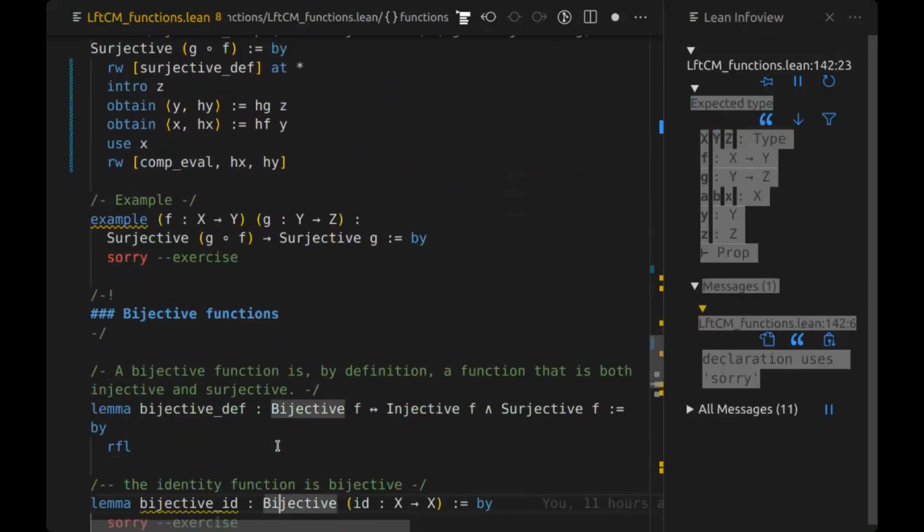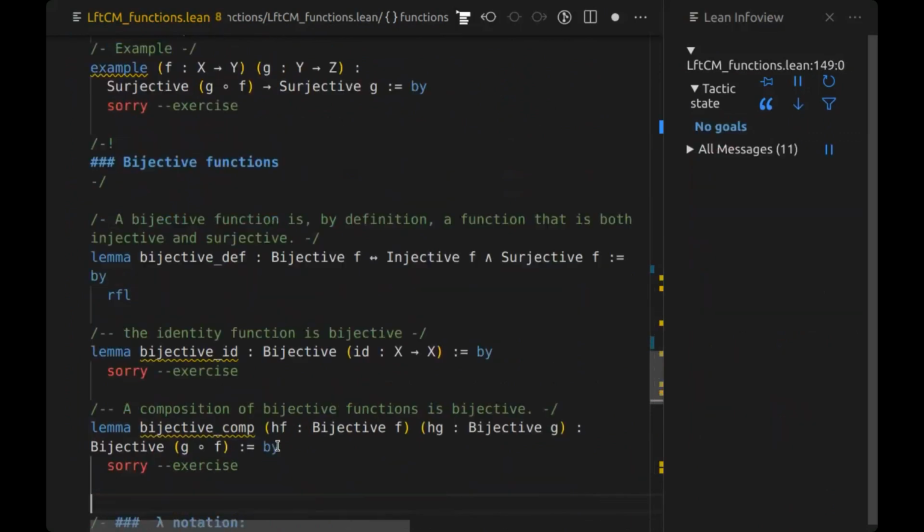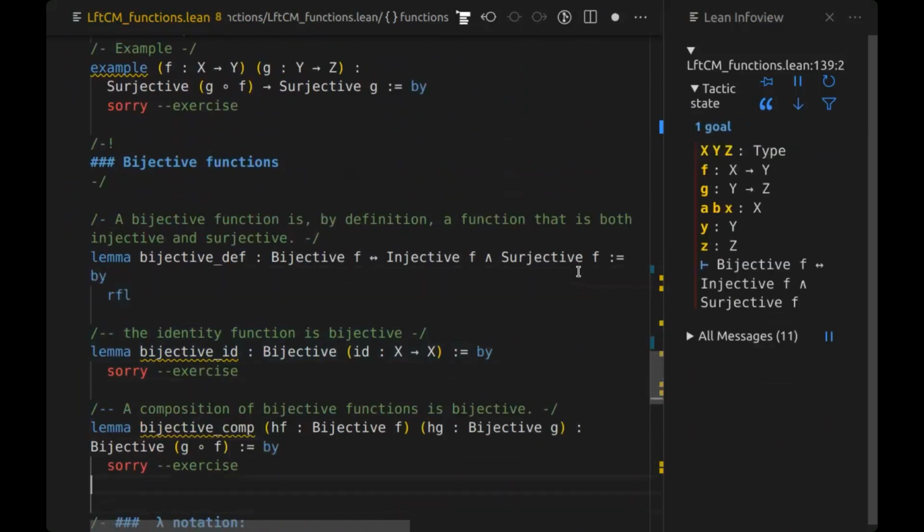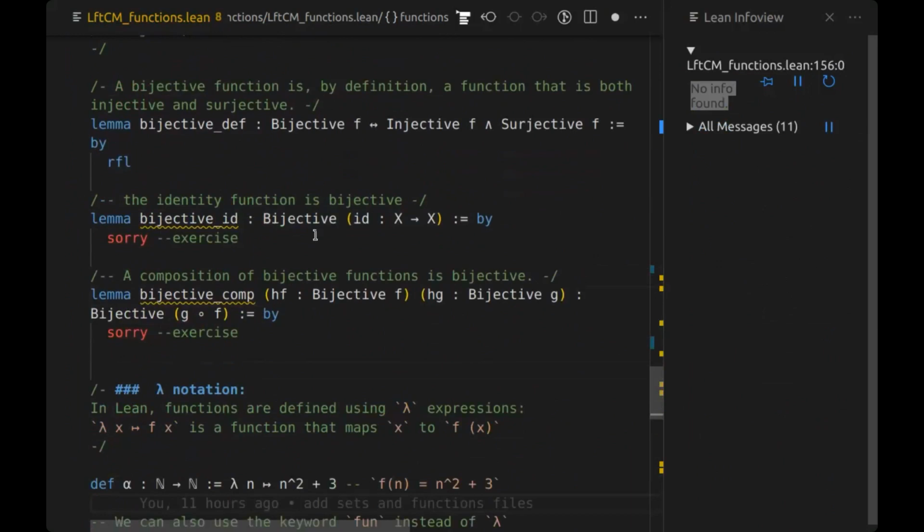Yeah, so you have another exercise here about surjective functions, and then the definition of bijective is: a function is bijective if and only if it is injective and surjective, and then you can figure out how to prove these two lemmas about the identity and the composition of bijective functions.